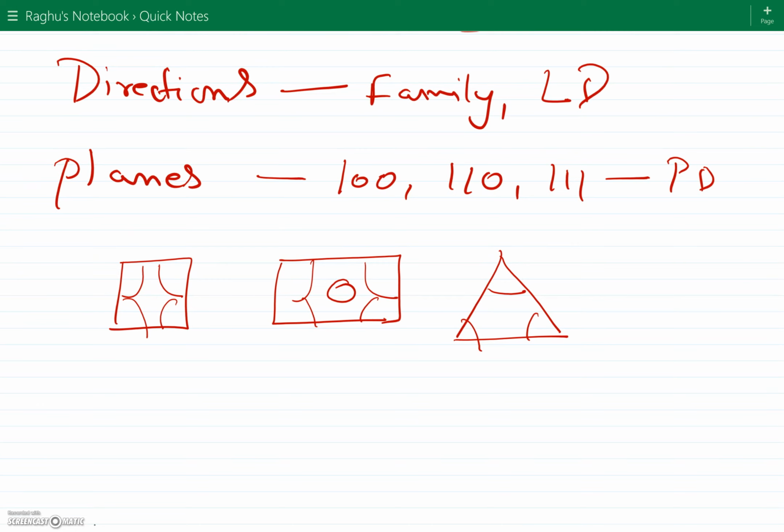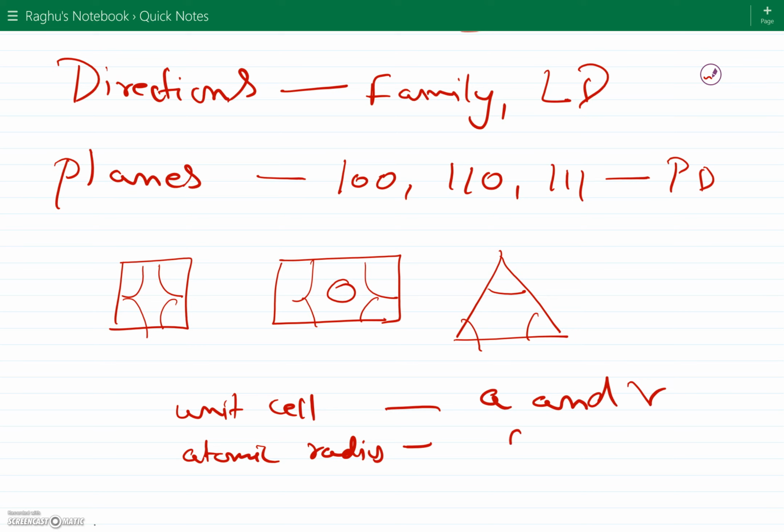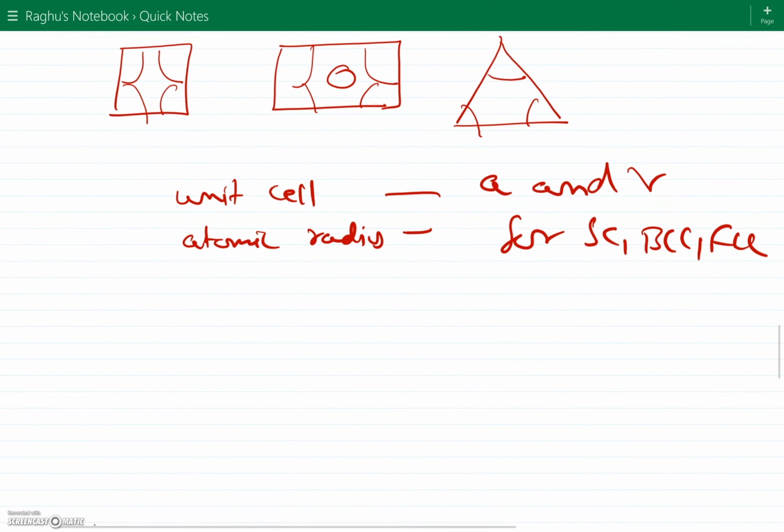So if I'm going to ask for linear density and planar density, if you know what is in terms of unit cell length or atomic radius, then you should be able to know the relationship between them. So the relationship between a and R for simple cubic, BCC and FCC. Try and understand that and how to get to that.